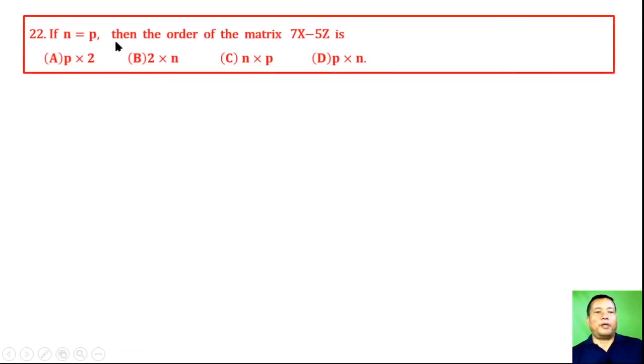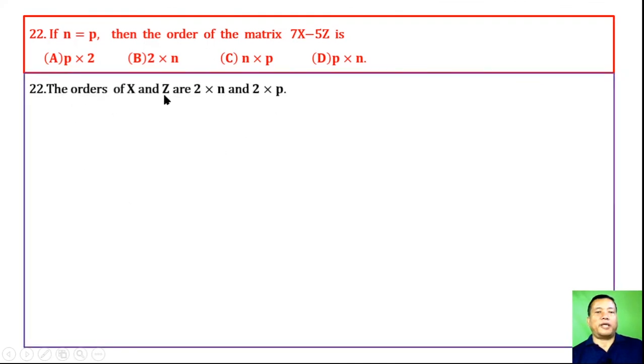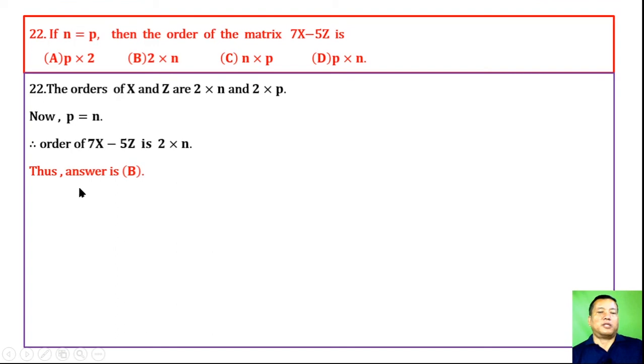If n equals p, then find the order of the matrix 7X minus 5Z. The orders of X and Z are 2 by n and 2 by p. Now, p equals n, so the order of 7X minus 5Z is 2 by n. Thus the answer is B.